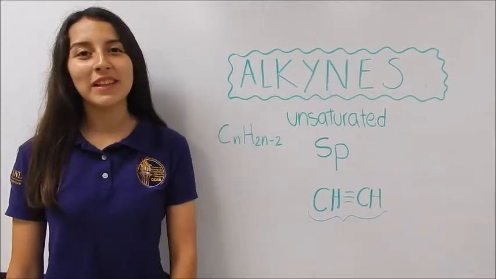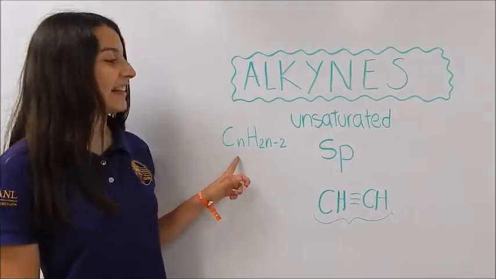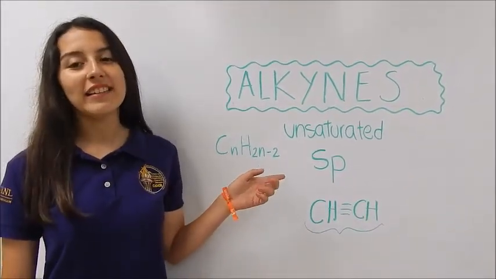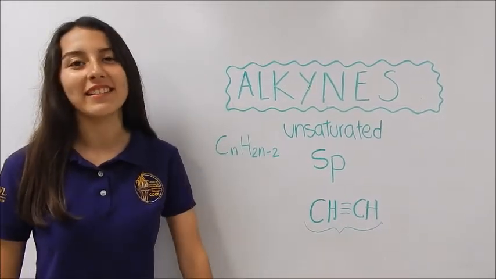The molecular formula for this group is CnH2n-2, and alkynes have fewer hydrogen atoms than alkanes and alkenes.